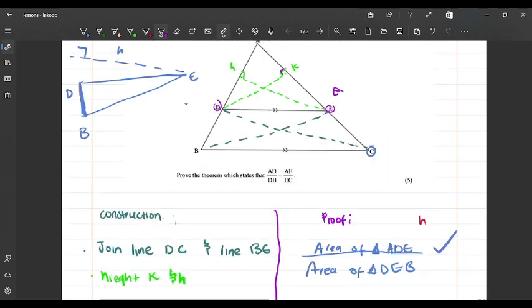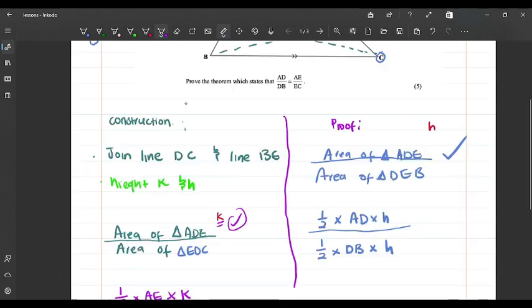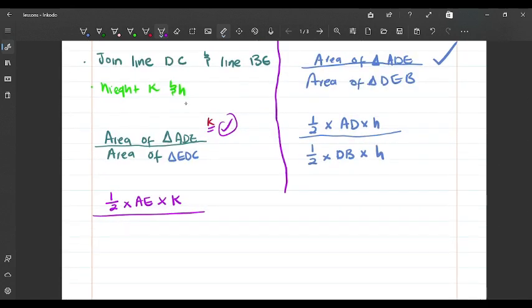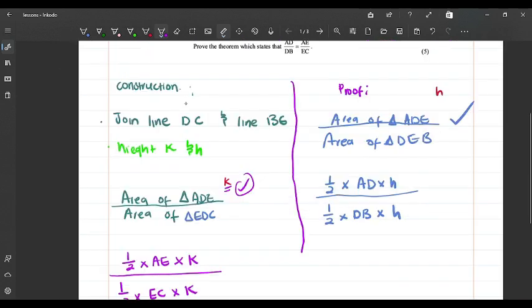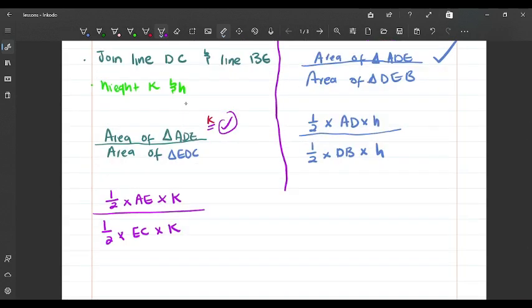Now I need to do the same for triangle EDC. Let me quickly draw it on the side here. So this is E, this is D, this is C. If you look at triangle EDC, it has a perpendicular height, and this perpendicular height is height k. As you can see, k is perpendicular to this line EC. So EC would be our base in this instance. So this would be 1 over 2 multiplied by my base, which is EC, multiplied by my height, which is k. And I'm done with the substitution of the second formula.